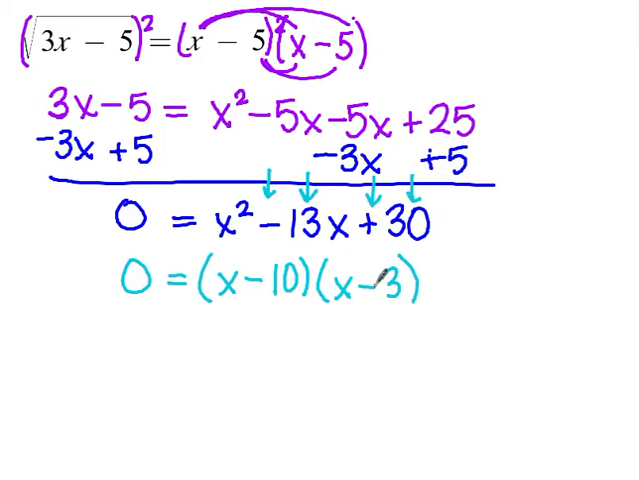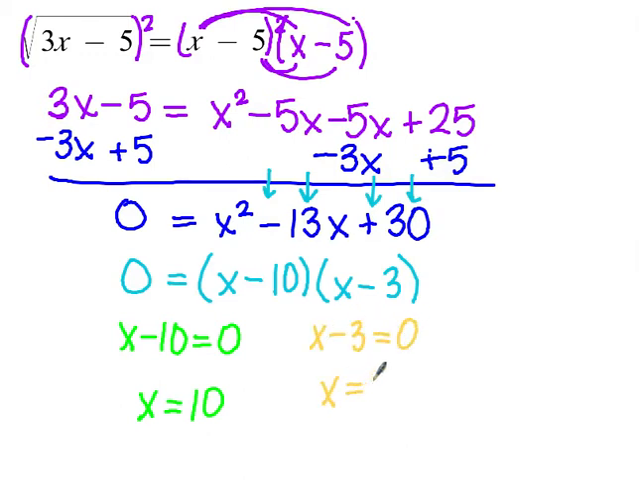Very good. So I have two quantities I'm going to solve. The first one will be x minus 10 equals 0, in which case, what do you get x to equal? 10. My next one will be x minus 3 equals 0. So what does x equal? 3. So let's go back and check.